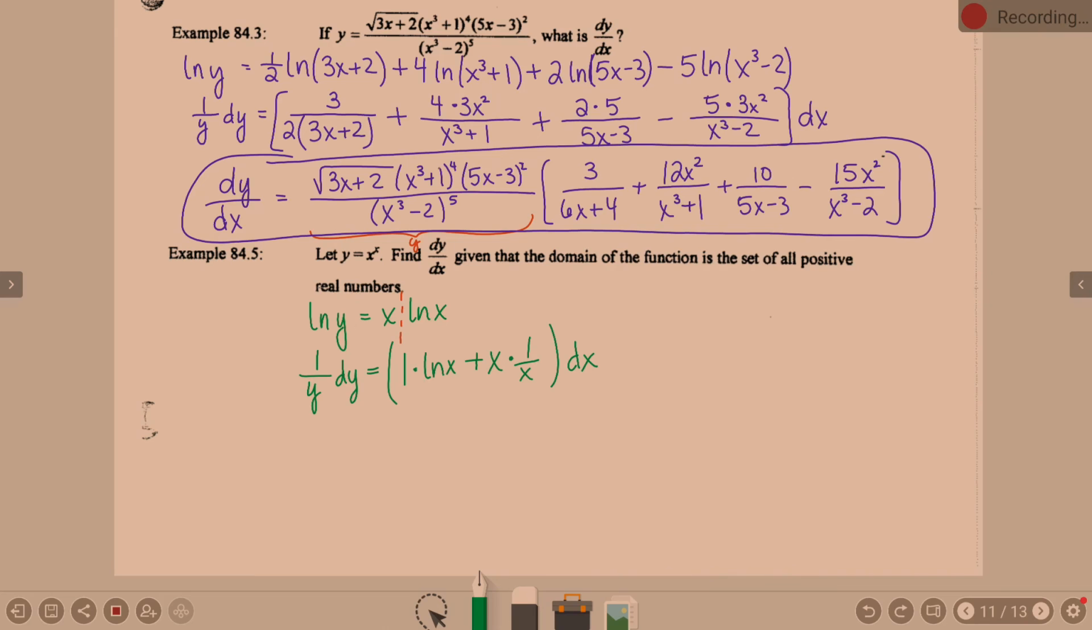I would go ahead and clean up. 1 over y dy is equal to natural log of x plus, what is x times 1 over x? 1. It's definitely something like this.